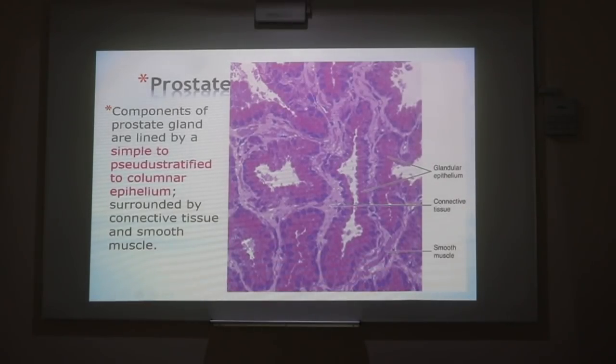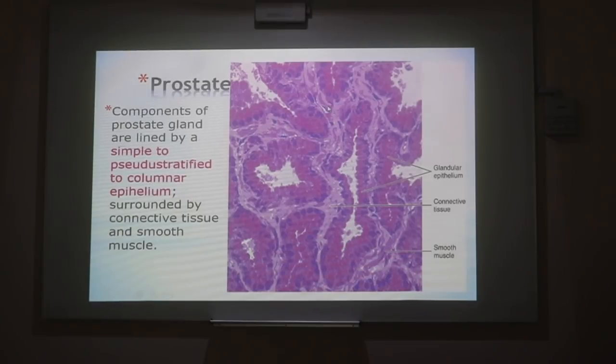If you see a higher magnification picture, this is the epithelium of the compound tubuloalveolar glands, and this is simple to pseudo-stratified columnar. Some parts of the epithelium of the tubuloalveolar glands would have simple columnar epithelium, some would have pseudo-stratified columnar epithelium. So the epithelium would be from simple to pseudo-stratified columnar, and you would see the fibromuscular stroma, which is on the outer side. So this is the fibromuscular stroma.